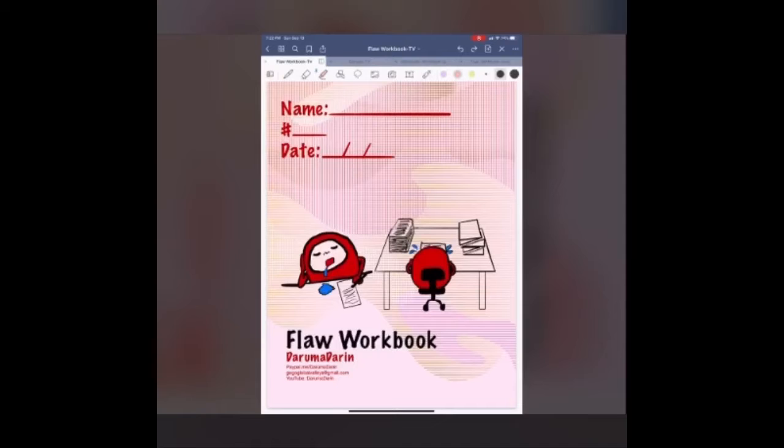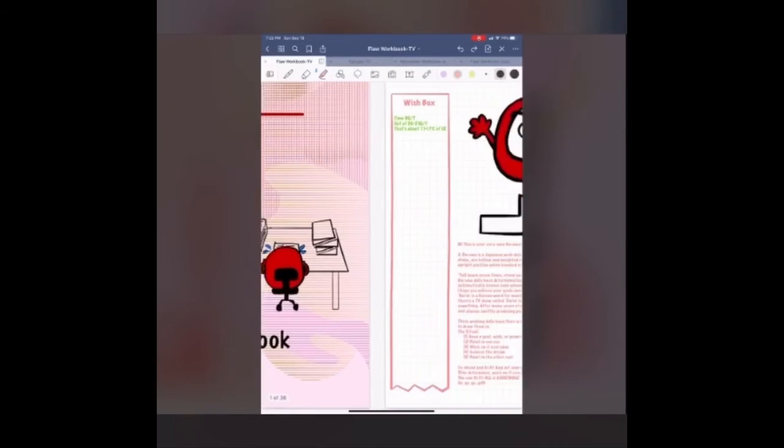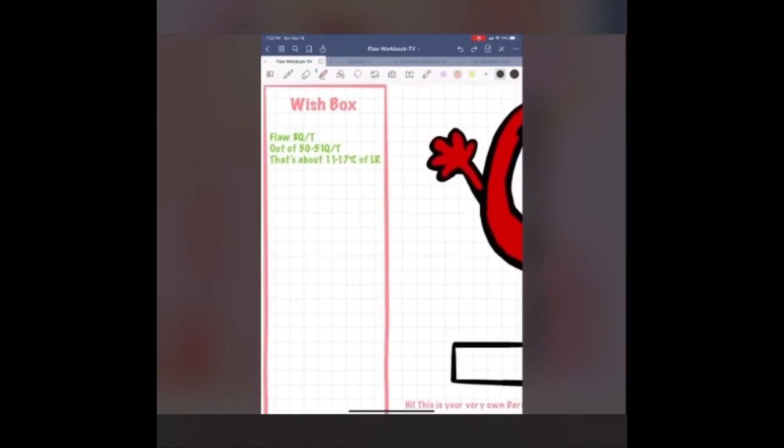Today we're going to go over the Logical Reasoning Flaw Workbook page by page. So let's head right into the Daruma page and into the wish box. Here in the wish box, I wrote what I know about flaw.